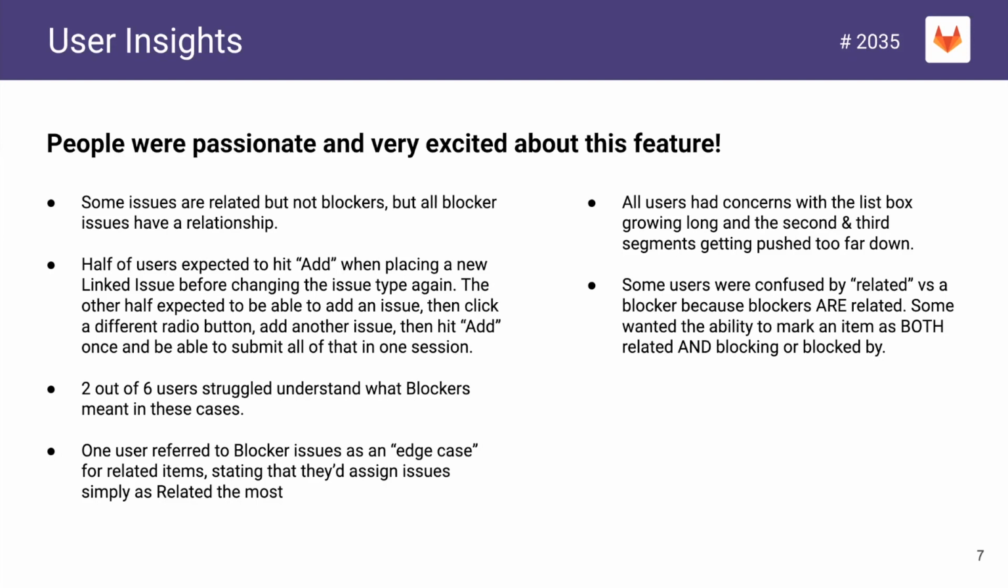So 2 out of 6 struggled to understand what blockers meant in this case as well, which was another concern that we had. And another user referred to blocking issues as an edge case for related items, stating that they had typically assigned related items more often than blockers when using this type of issue. All users had concerns with the length of the list box and growing items pushing down other groups. And some users were confused by related versus a blocker because blockers are related items. Some wanted the ability to mark an item as both related and blocking, or related and blocked by. So there were some definitely interesting insights that came from that experience.